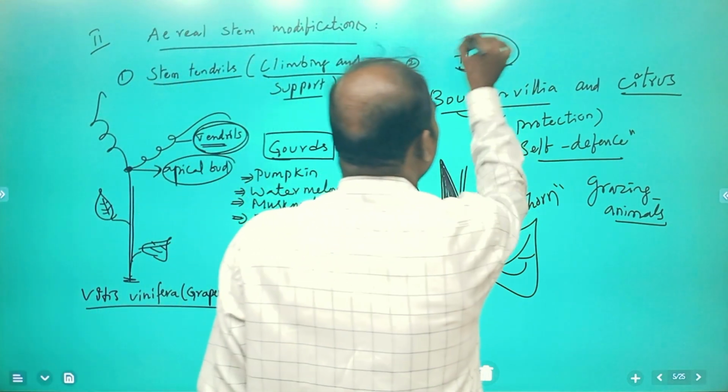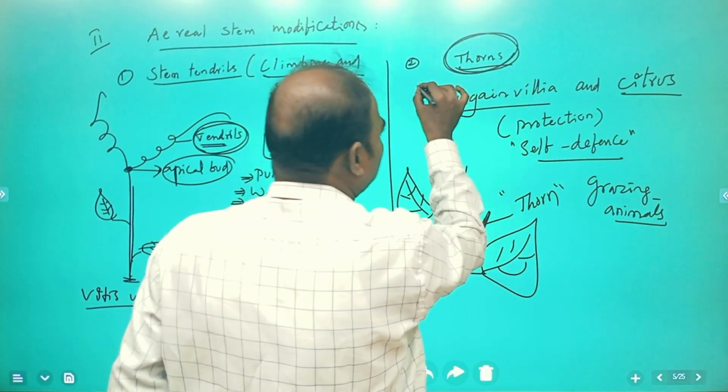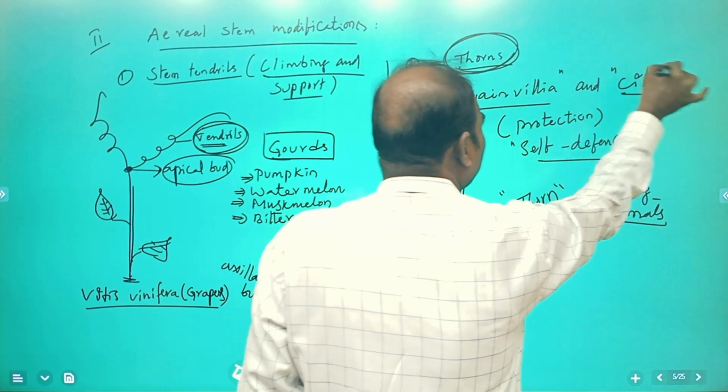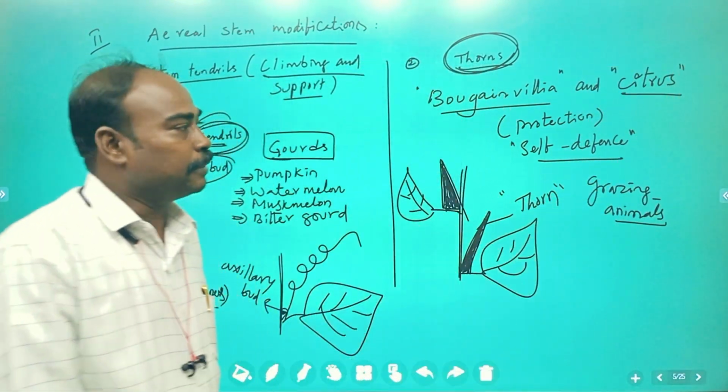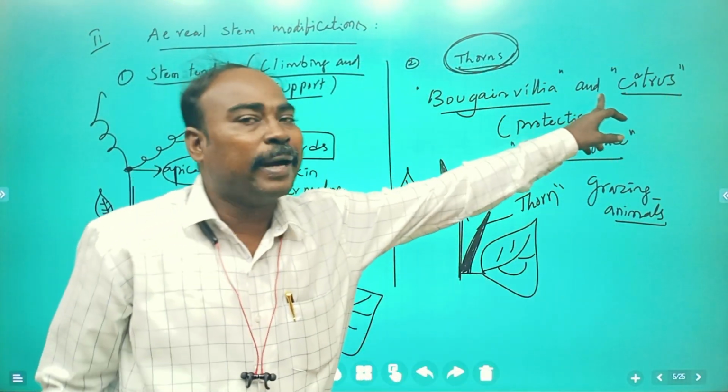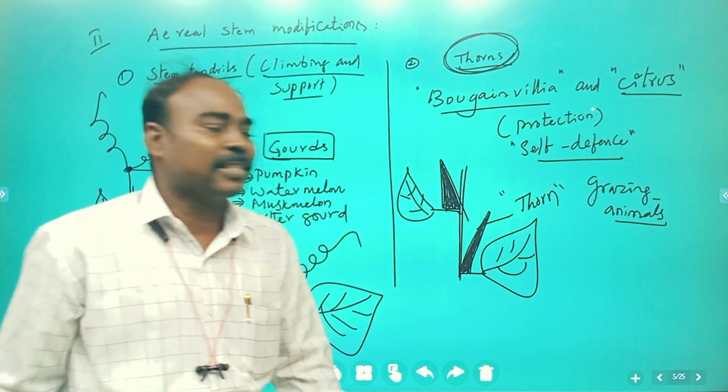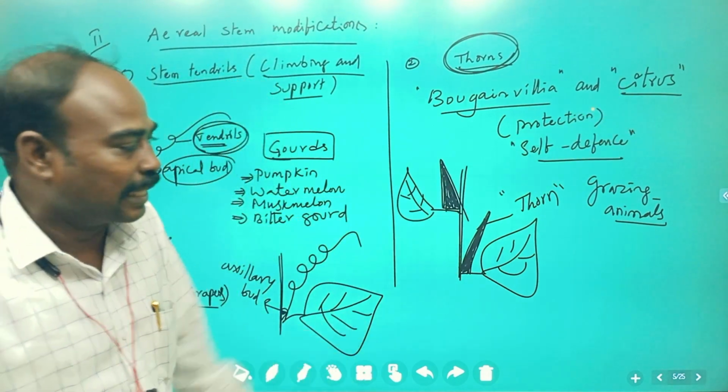These are the hard, woody pointed structures developed from either axillary bud or apical bud. For example, bougainvillea and citrus.